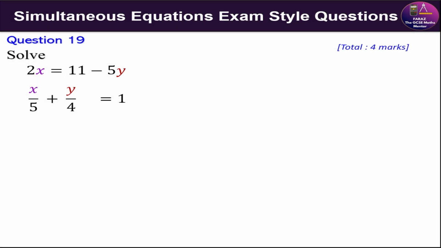Alright, let's start with question number 19. 2x equals 11 minus 5y and x over 5 plus y over 4 equals 1. So to do it using the elimination method, first you have to rearrange equation number 1 in this way. 2x, bring this negative 5y to the left side, it will become plus 5y equals 11. And for the second equation, just take the LCM of 5 and 4, and that's 20, or you can make the fraction denominators the same.